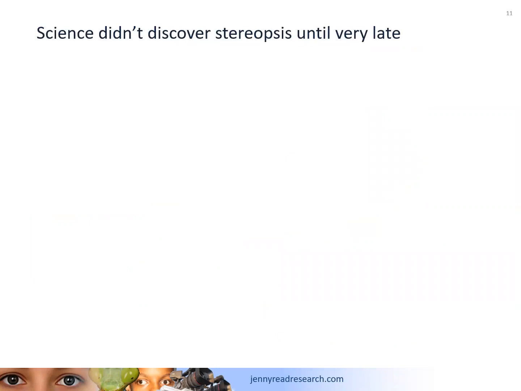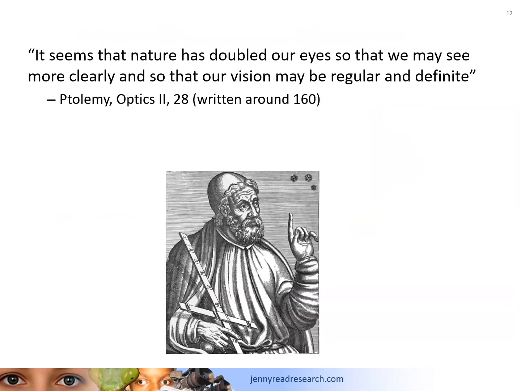One of the things I always think is striking is just how late science was to discover the existence of stereopsis. And I think it's particularly puzzling since vision, and even binocular vision, has occupied the finest minds of humanity since forever. So Ptolemy, in his optics, is discussing why do we have two eyes, and he understands that it helps us see better in some way.